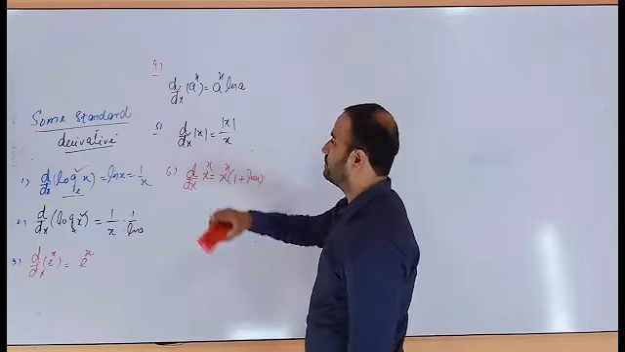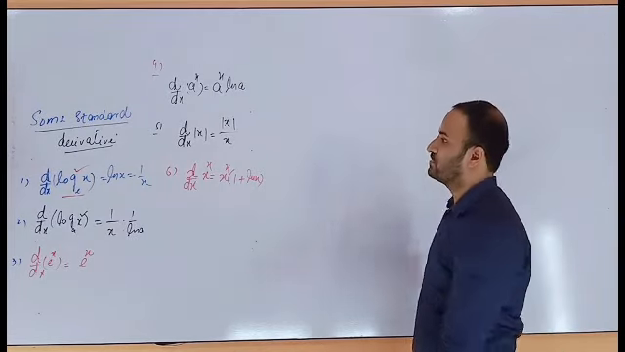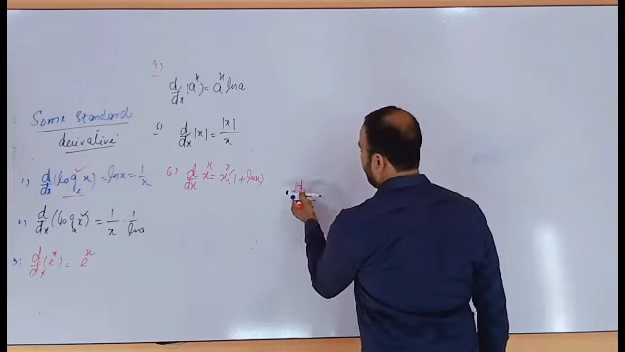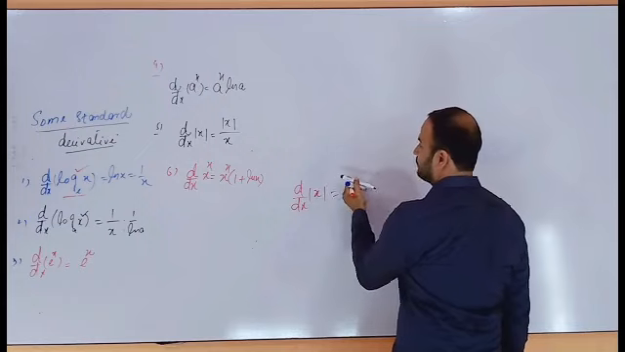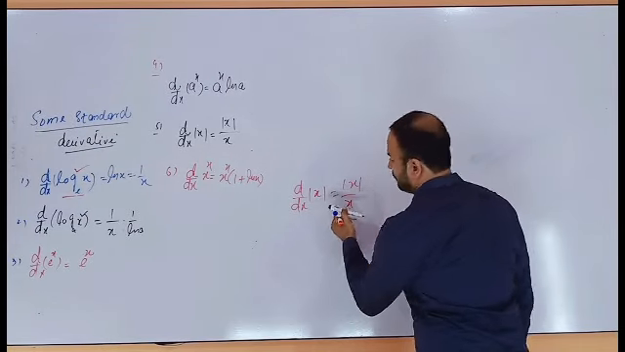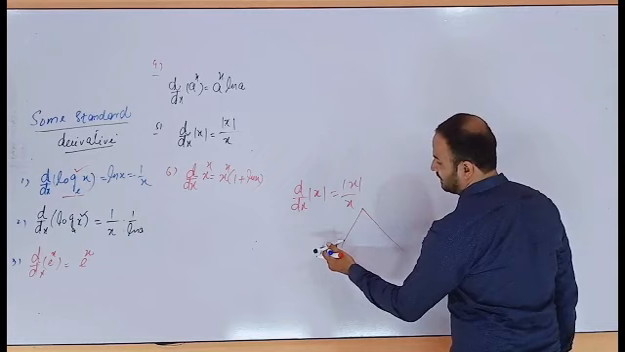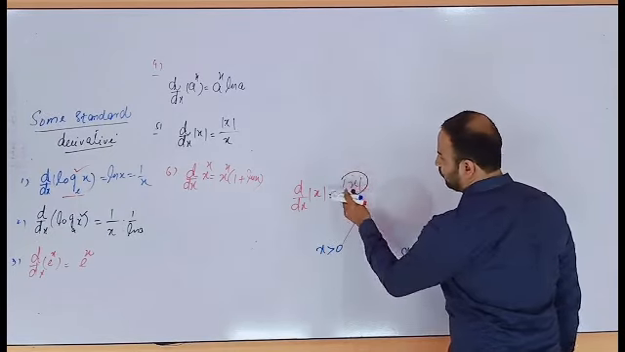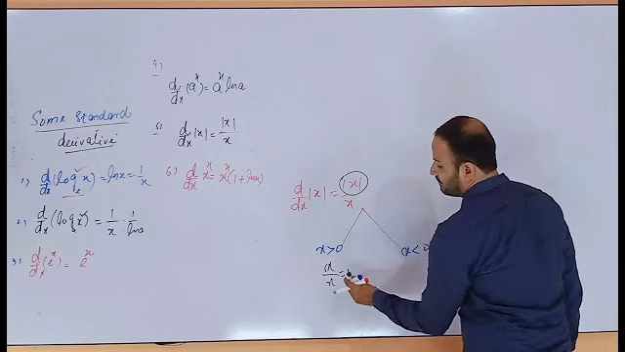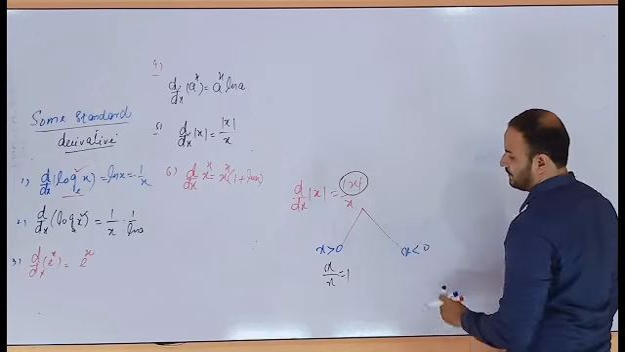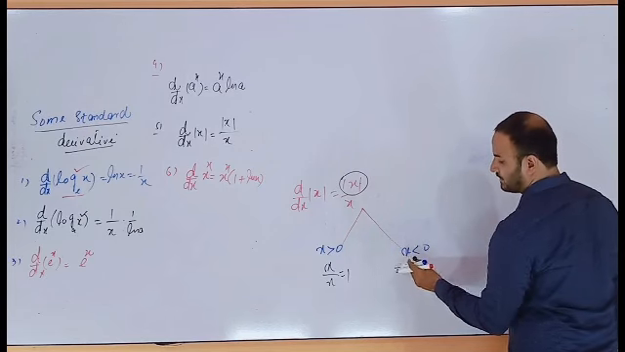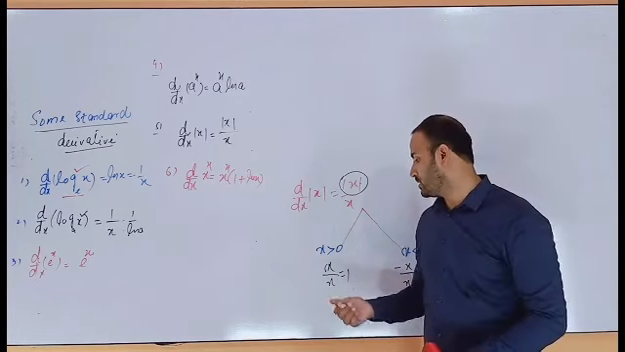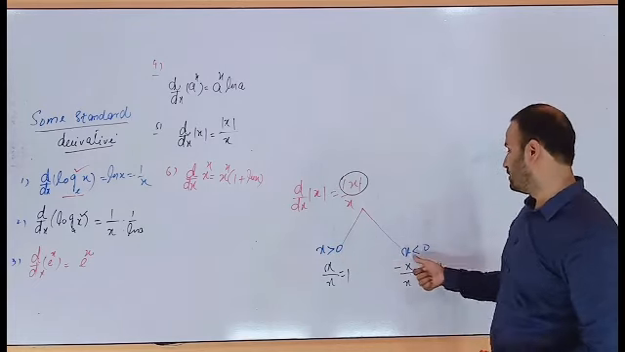Okay, next we have the derivative of the absolute function. What is the derivative of the absolute function? The derivative of |x| is |x| over x. Now there are two cases. If x is greater than 0, then |x| becomes x, and the derivative is 1. If x is less than 0, |x| becomes minus x over x, which is minus 1. So the derivative of |x| is 1 when x is greater than 0, and when less than 0, it is minus 1.